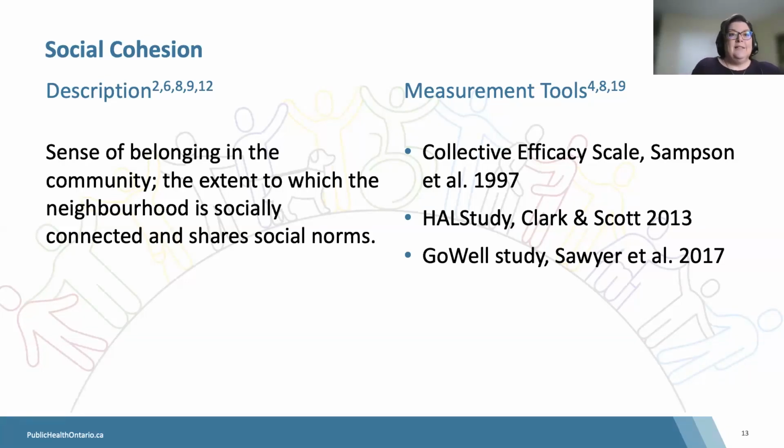So to give you a sense of what that measurement can look like, some sample questions: to what extent do you feel like you belong to this neighborhood? And measuring agreement with statements like, this is a close-knit neighborhood. So really trying to get a sense of the sense of belonging and the closeness, the social ties within that neighborhood or community.